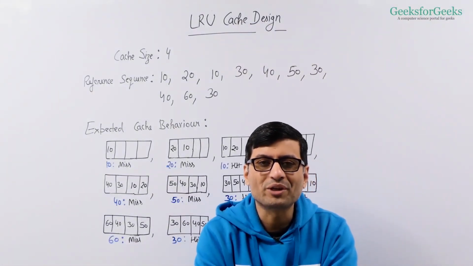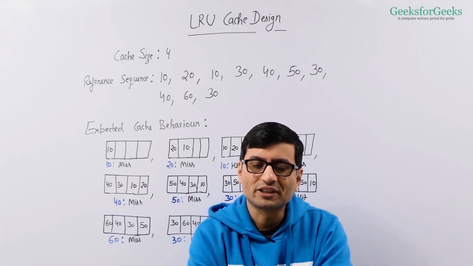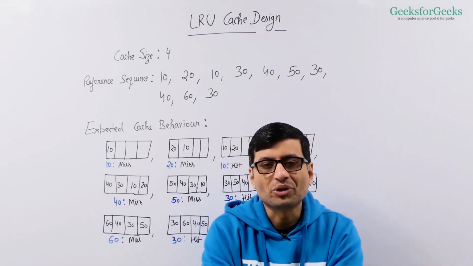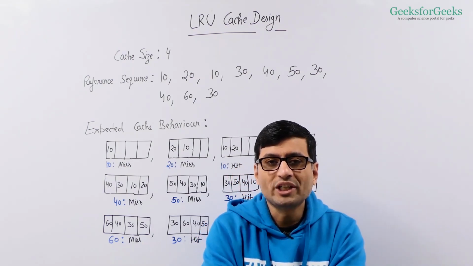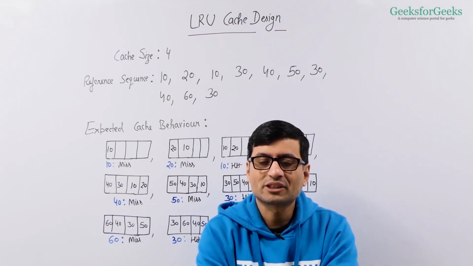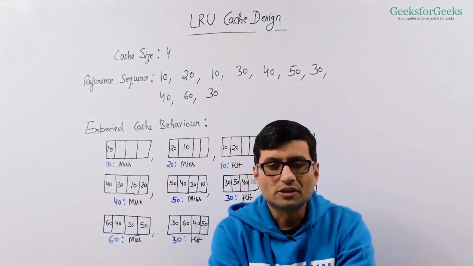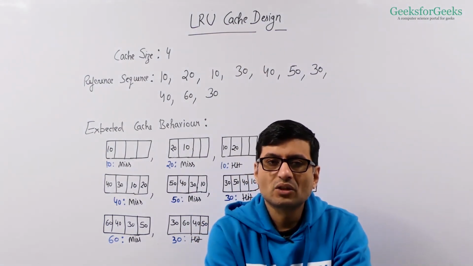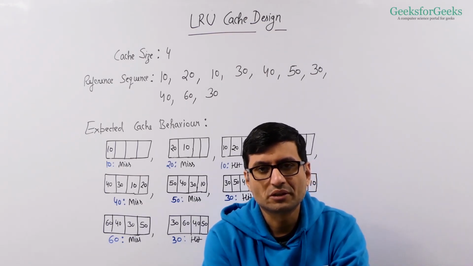Hi, in this video we are going to talk about this popular interview question, LRU cache design. Cache is a memory which is very close to CPU, has very less access time, means it's fast, but small in size compared to RAM. Since cache is really fast, we need to have efficient utilization of the small sized memory.